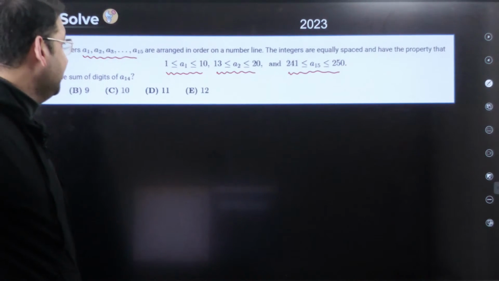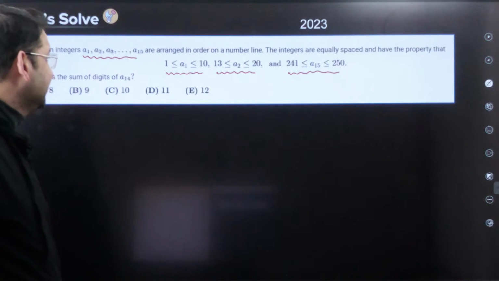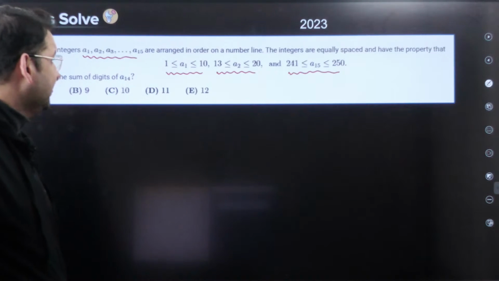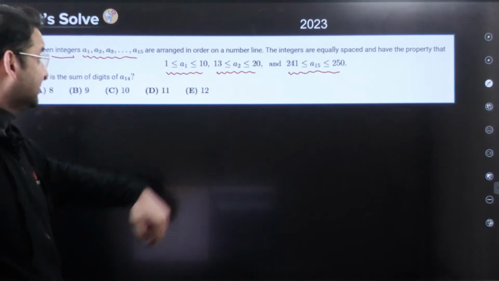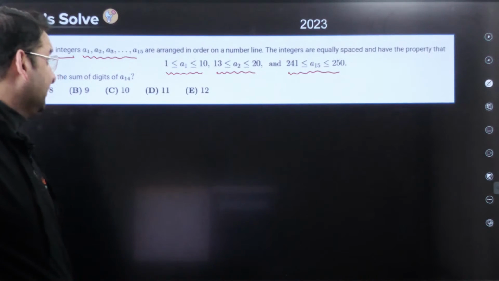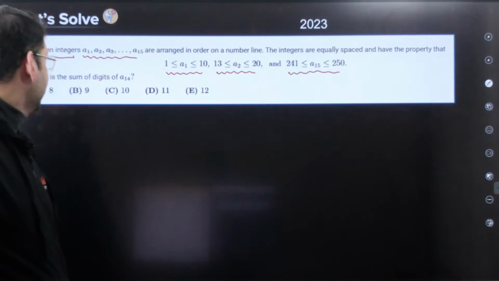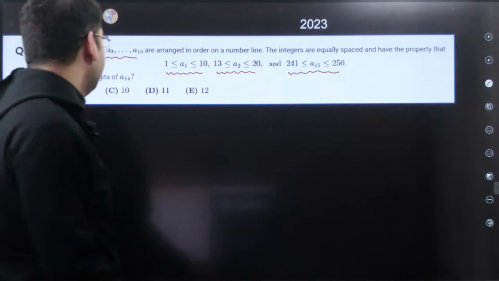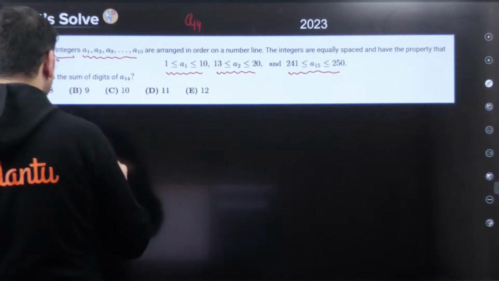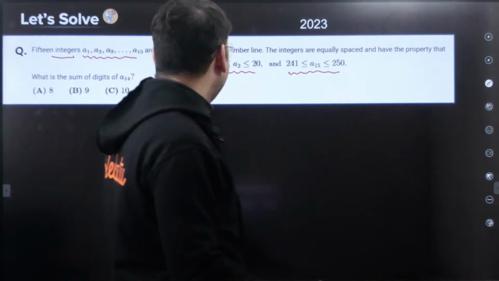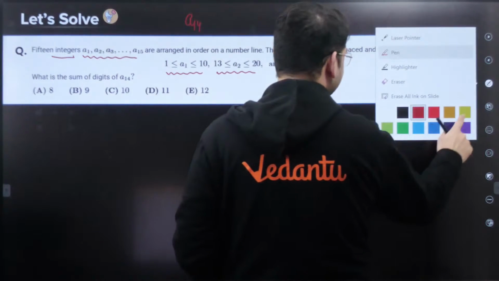ठीक है, सो पहला नंबर 1 से 10 के बीच में है, सेकेंड नंबर 13 से 20 के बीच में है. These are all integers, and the last integer is 241 to 250. So A14 is what we need to find out. That is, the second last number is going to be what? So we need to identify the second last number.